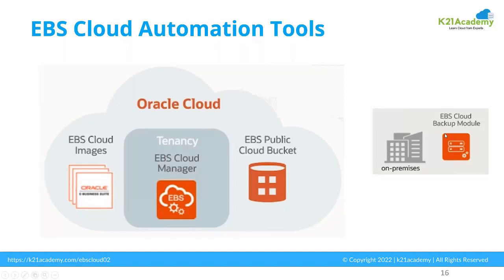And then you have got the EBS cloud backup module. Now this backup module is what is going to take your backups to the object storage in a secure way. You can even configure the service gateway, and via that it can take the backups in a secure way. So these are the EBS cloud automation tools which are available on Oracle Cloud Infrastructure.